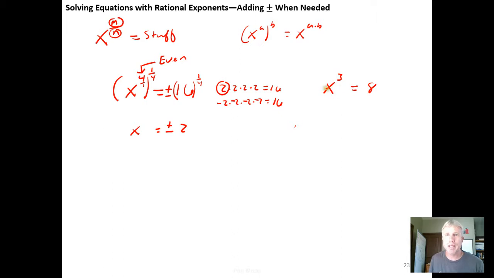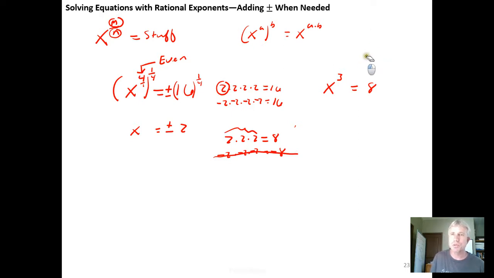When we are raising x to the third power, which is an odd exponent, the same thing doesn't happen. So this is saying what number, when you cube it or raise it to the third power, will generate an 8. Well, 2 certainly works because 2 times 2 is 4, times 2 is 8. There's 3 copies of 2 being multiplied to give 8. But if you try negative 2, it's not going to work because negative 2 times negative 2 is 4, times negative 2 is negative 8. So negative 2 doesn't work.